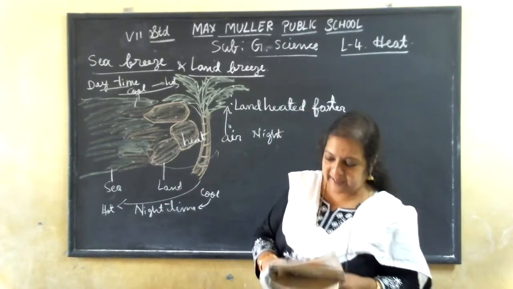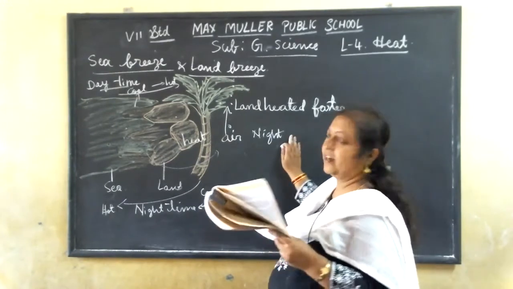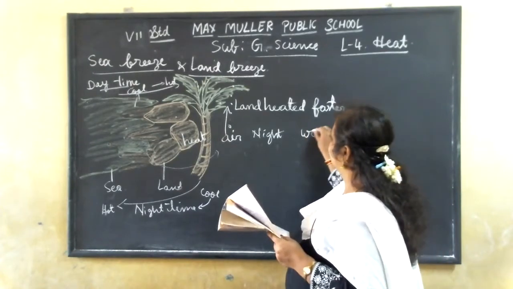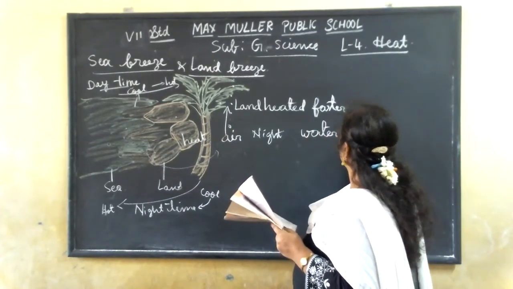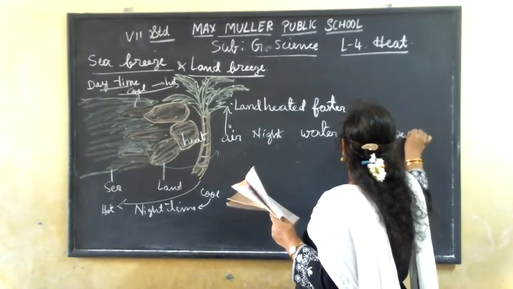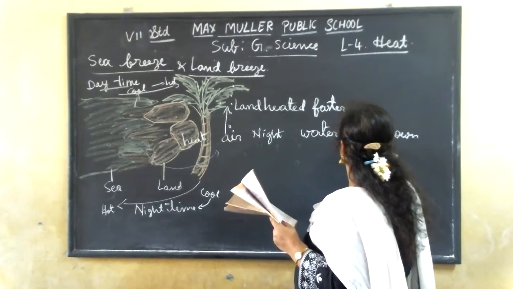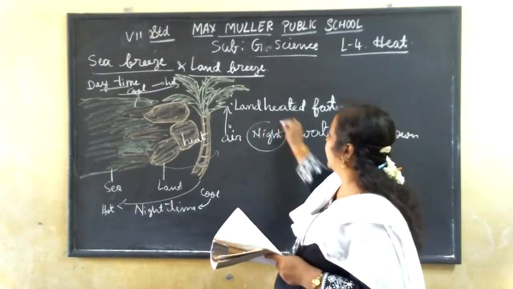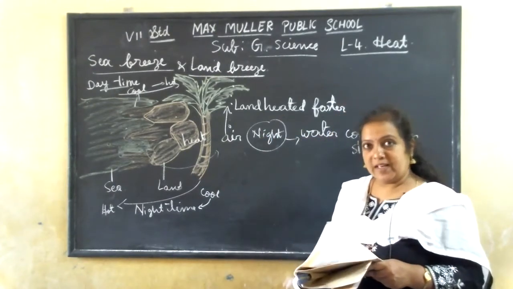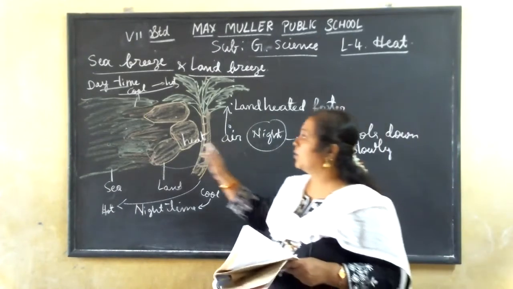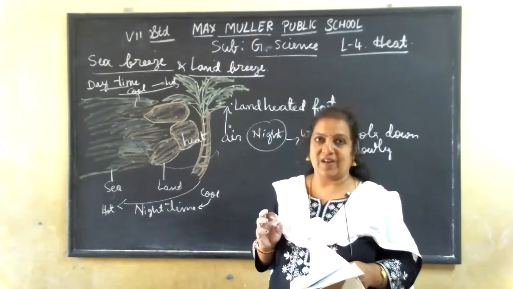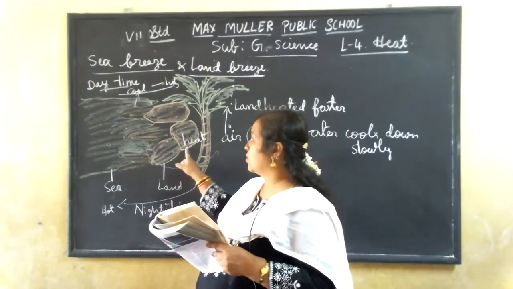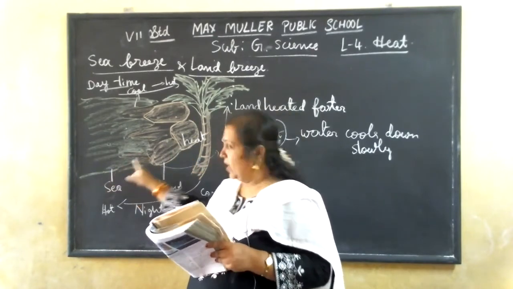At night it is exactly the reverse. At night the reverse process occurs. The water cools down more slowly. See, water is cooling down very slowly in night time, and land is cooling down fast. So what happens in the night time? This is cooled already. This is still cooling. So this is cooled.